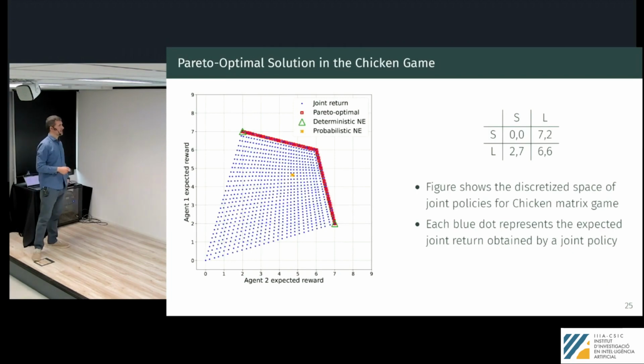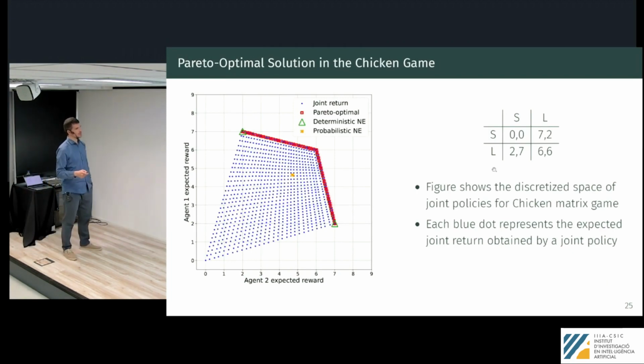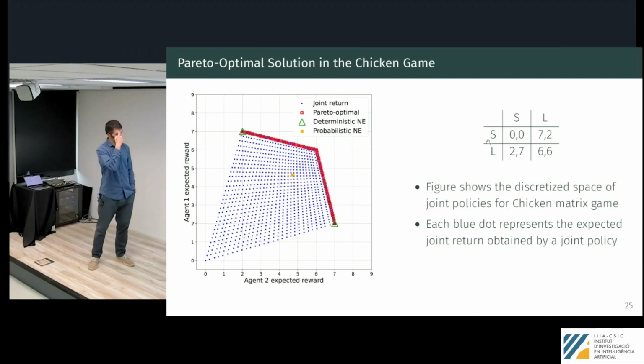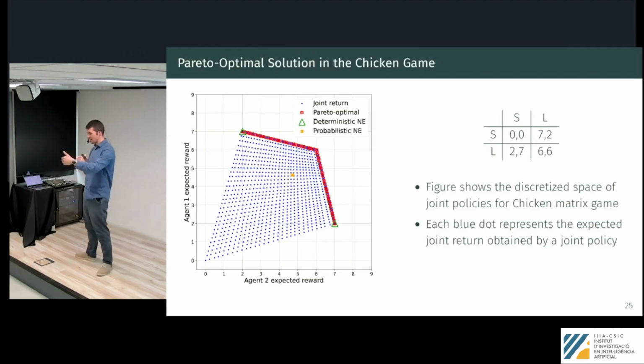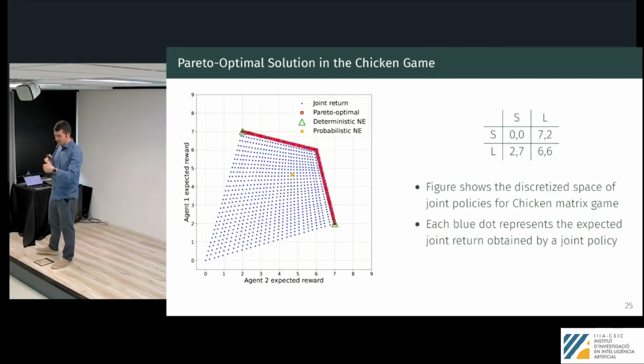Okay, let's look at an example. This is a game called the chicken game. We just saw this game earlier. There are these two actions, S and L. By the way, just to explain the context, it's called chicken because I think the idea is you have basically two cars racing against one another, and the question is who's leaving first? Who's the chicken? Who's chickening out first, basically?